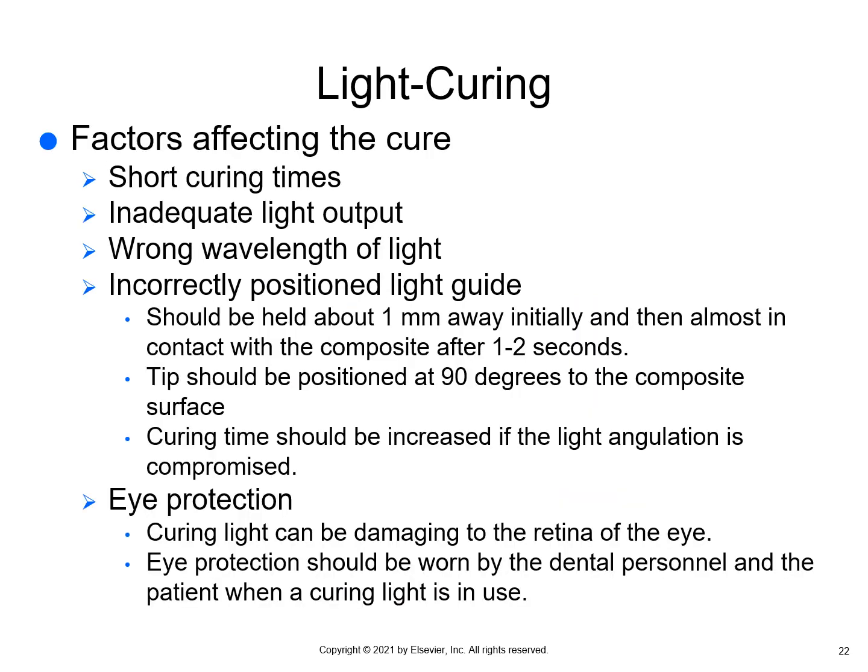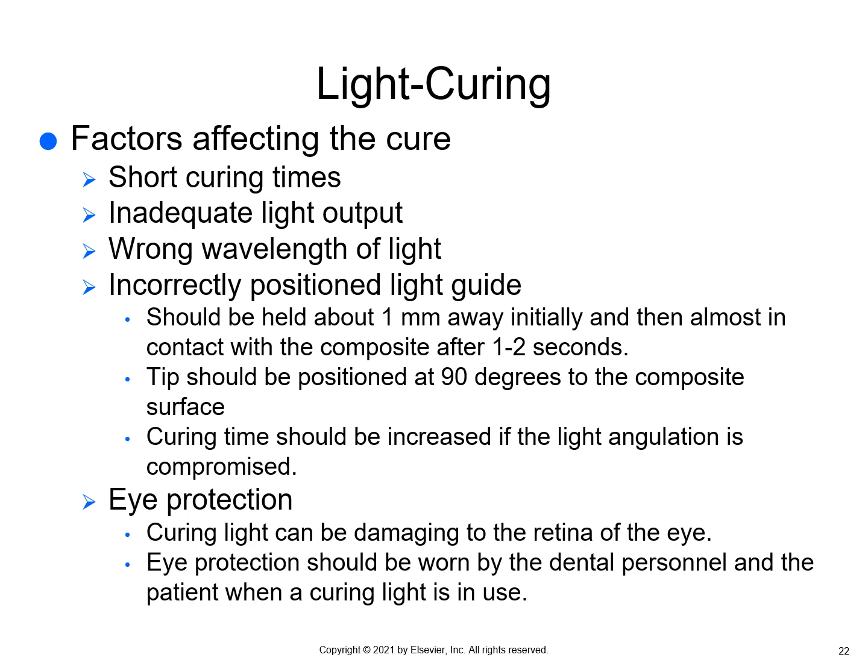Factors that can affect the curing of a resin, especially with light curing, is the short curing time. If we don't utilize our light for the amount of time that the manufacturer recommends, sometimes we can get an incomplete cure. If the light is putting out inadequate light, that can cause an incomplete cure. If you're using the wrong wavelength of light with your resin material, that is obviously going to affect your curing.